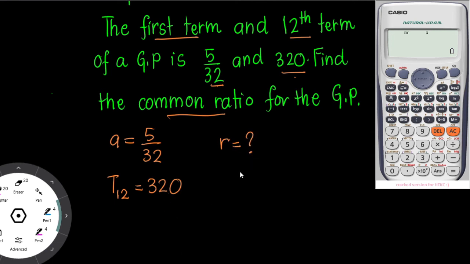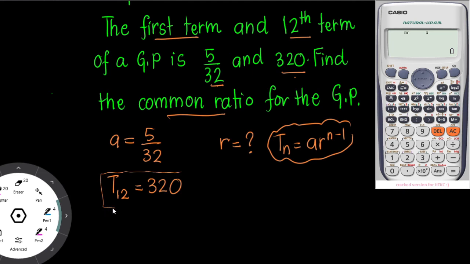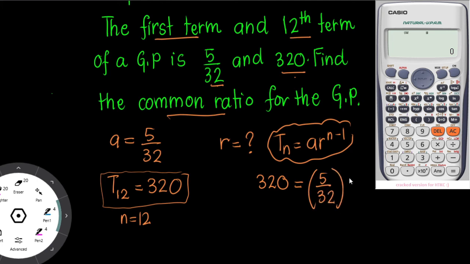So with this information, which formula are we going to use? Obviously we're going to use the Tn formula. Do we have the Tn here? So we need to relate to this one. Now that means our n is going to be 12. So Tn here is 320. Substitute the Tn as 320, a as 5 over 32, r we don't know, n is 12. 12 minus 1 is 11.